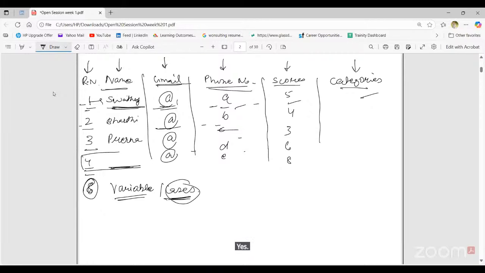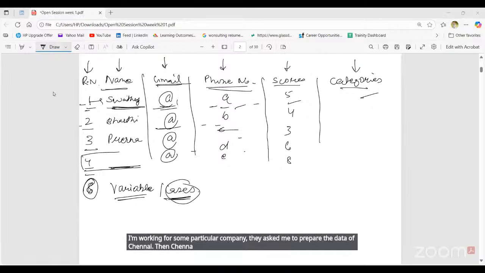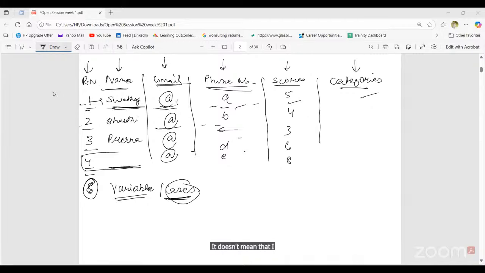Yes, I think that is what we are trying to tell. I know that the data is not for myself. The data is what we are preparing for. I'm working for some particular company. They asked me to prepare the data of Chennai. Then Chennai will be available. Chennai column is present. Everyone has to know that this is the data of Chennai.